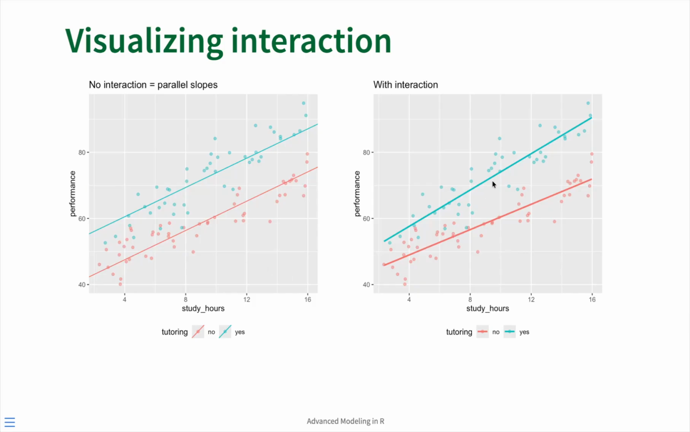On the right, we can see what happens if we include interaction between the two terms, right? Not only are the intercepts different, but the slopes are now different as well, okay? And we can see that this actually seems to fit the data better, right? The points here have been color-coded to represent whether tutoring is yes or no, and we can see that the blue and red lines seem to go better through the center of the points when we allow this interaction.